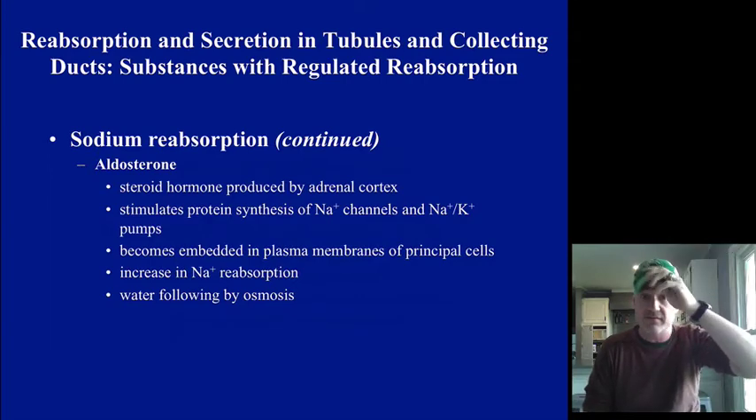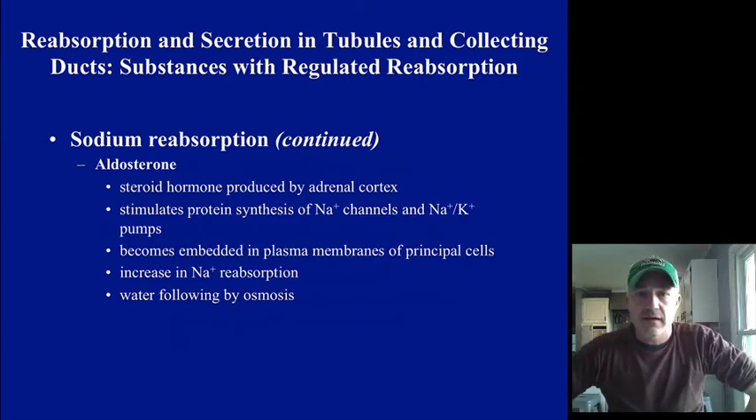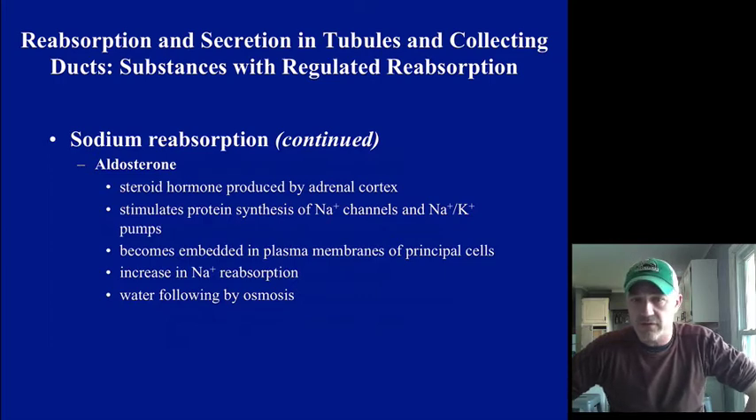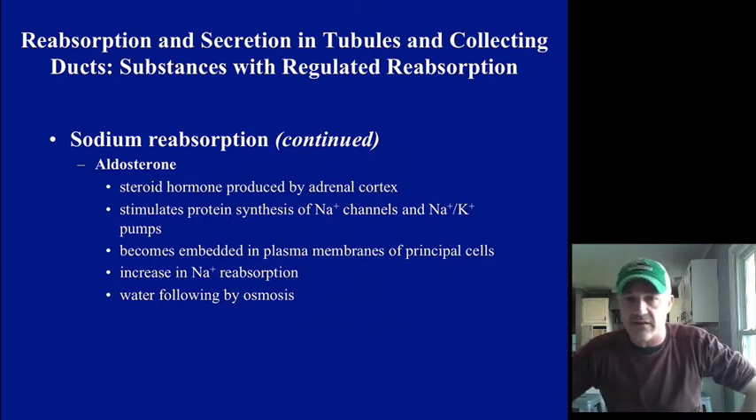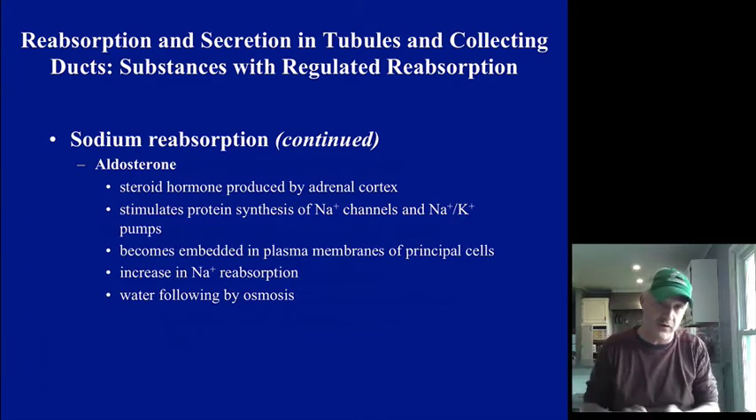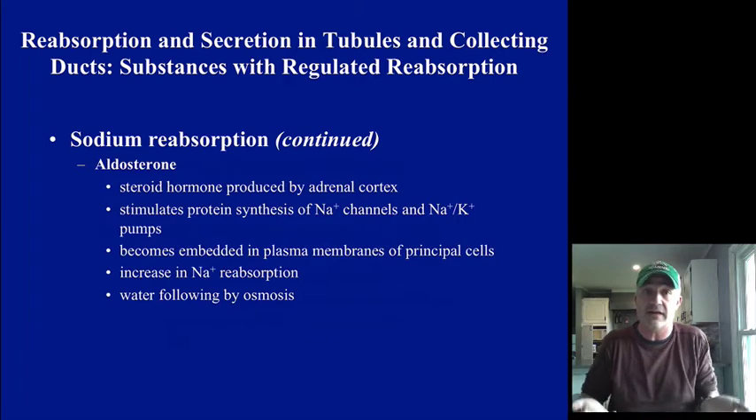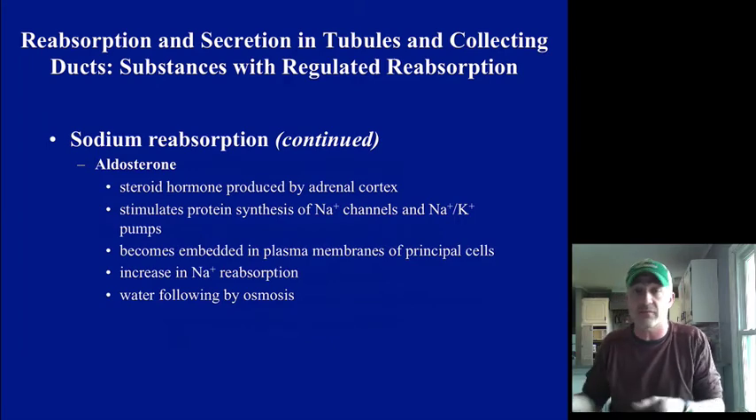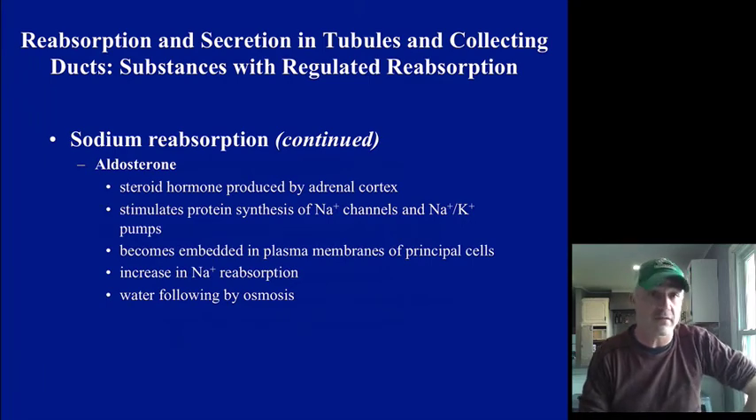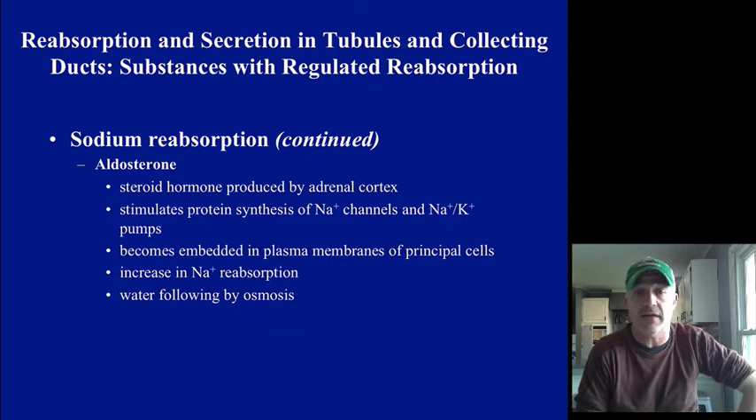Aldosterone, like I said, from the adrenal cortex, is going to stimulate production of more sodium channels and more sodium-potassium pumps. What that does is if we have more of those in those cells lining the tubules, we're going to increase sodium reabsorption because we have more pumps to pump it. Therefore, our threshold can be higher. Our transport maximum can be higher. Again, water tends to follow those electrolytes. So they create an osmotic gradient and water will follow that.